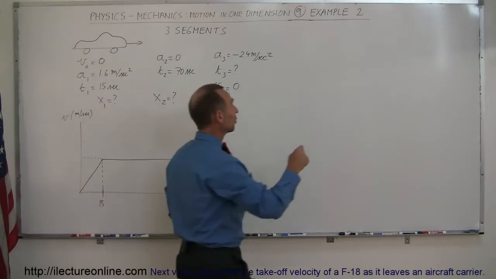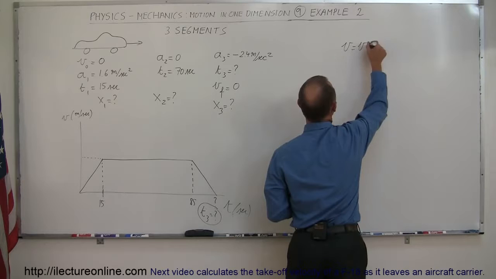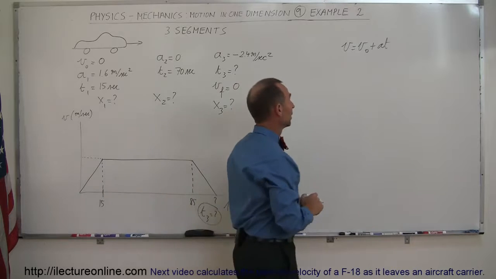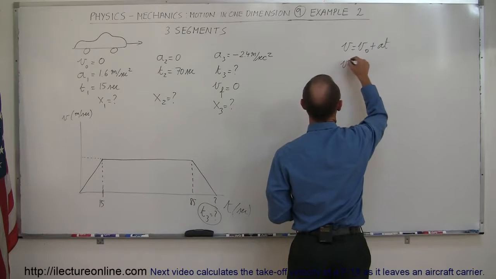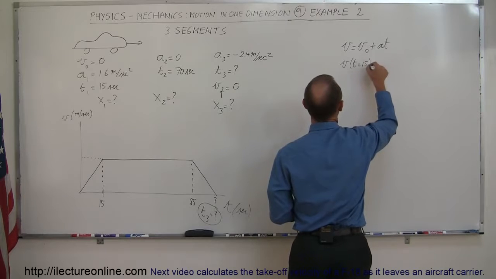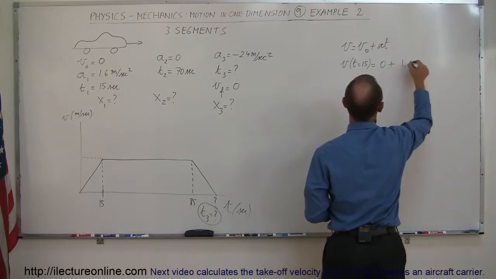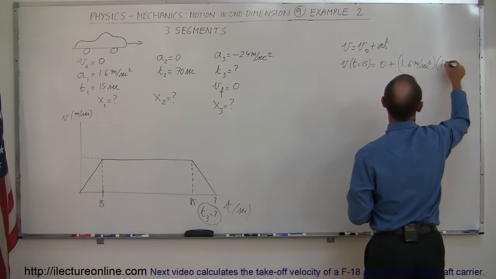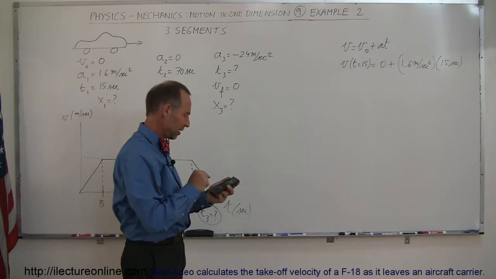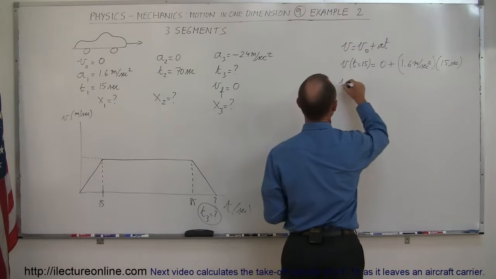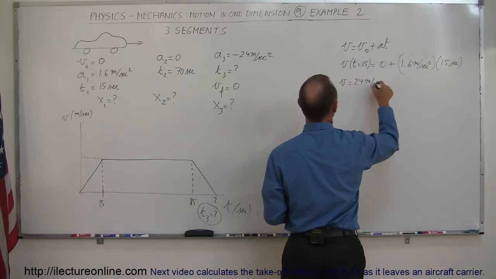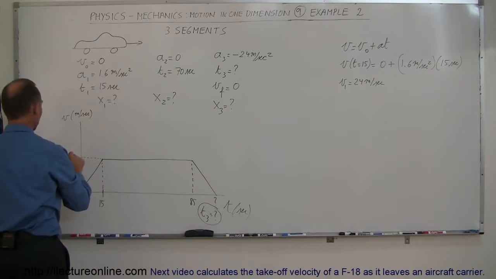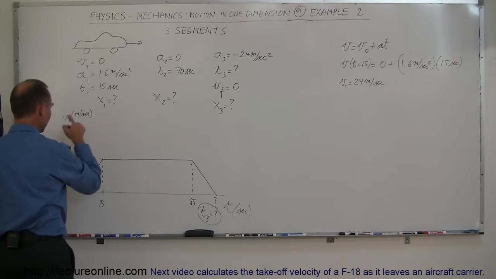Well, I think we can do that by using this equation: v equals v sub naught plus a times t. That, by the way, is one of our 3 equations of kinematics. Initial velocity is 0, so v when time equals 15 seconds is 0 plus acceleration of 1.6 meters per second squared times the time of 15 seconds. 15 times 1.6 equals 24. So v is equal to 24 meters per second, and that's the velocity obtained after the first segment of its motion.